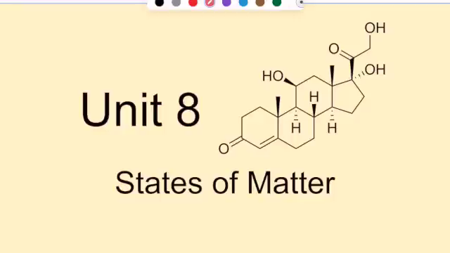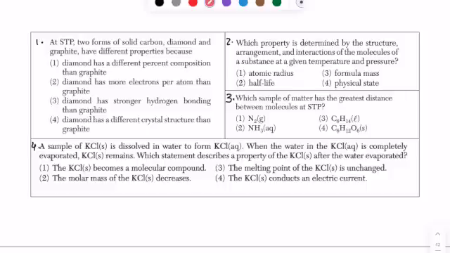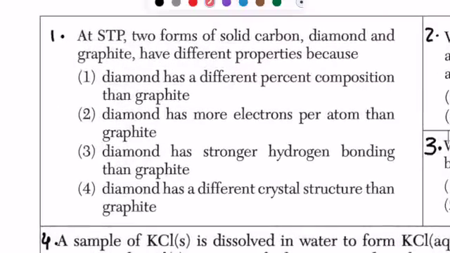Next up, we are going to look at the states of matter in a little bit more detail. So at STP, two forms of solid carbon, graphite and diamond, have different properties because they have different chemical composition, and they also have different structures. So let's look at the options. Diamond has a different percent composition than graphite. Diamond has more electrons per atom than graphite, which is not true because we know they are both made of carbon. Diamond has stronger hydrogen bonding than graphite.